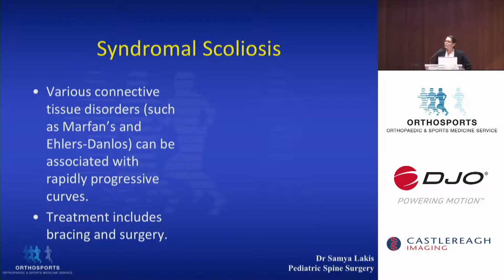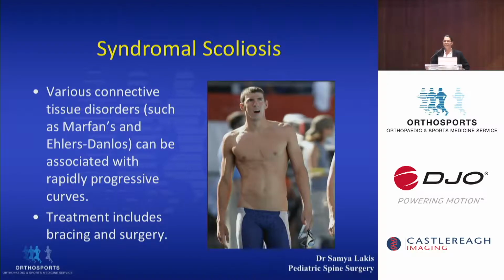So syndromal scoliosis, what does this mean? It's a clustering of scolioses that occur in association with other syndromes. The classic one is Marfan's. It can be Ehlers-Danlos. So these are connective tissue disorders, and they tend to have ligamentous laxity. They can also have rapidly progressive curves. So treatment for these children include bracing and or surgery. Here's a gentleman with known Marfan's, and he's a very good swimmer.